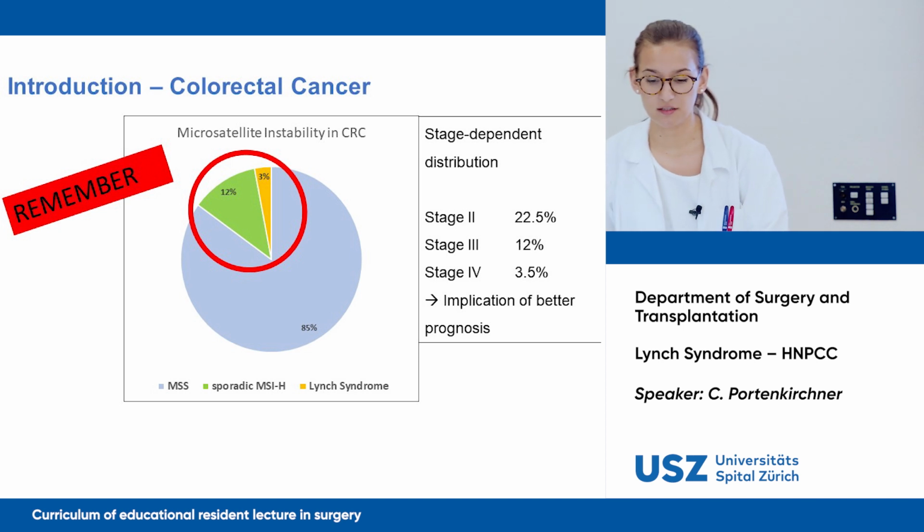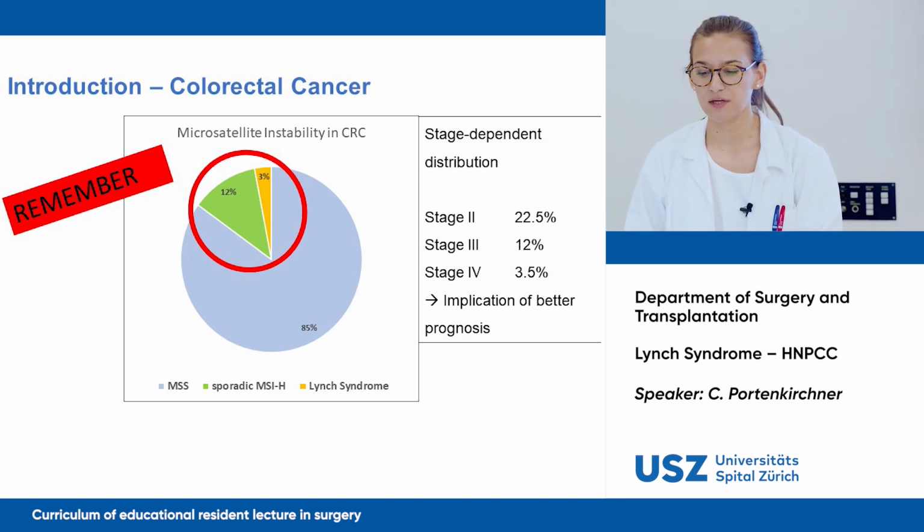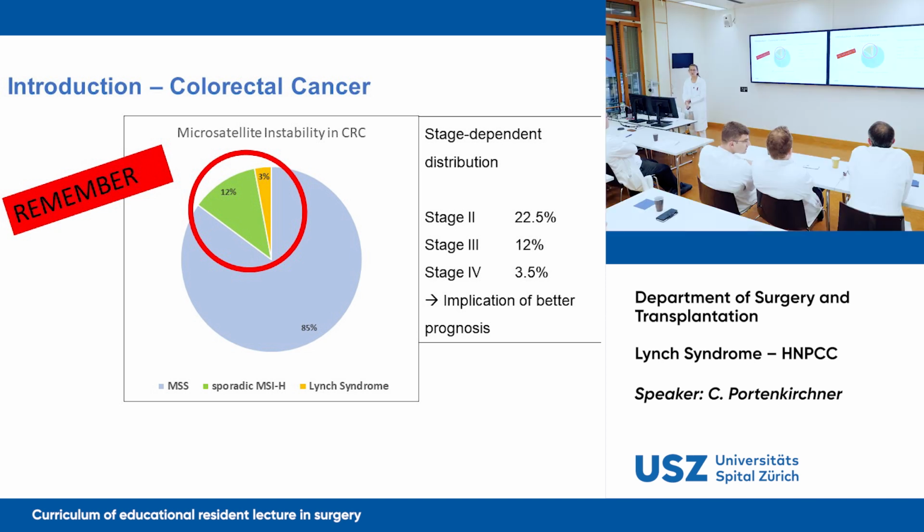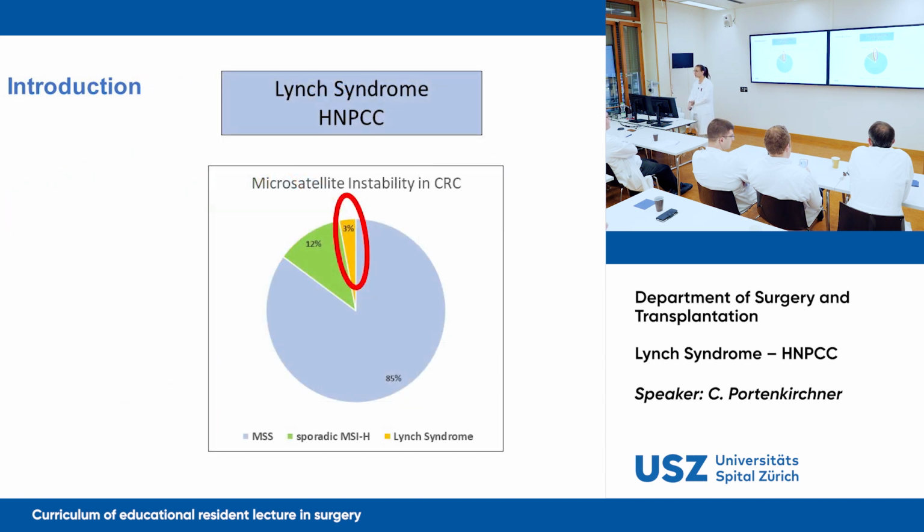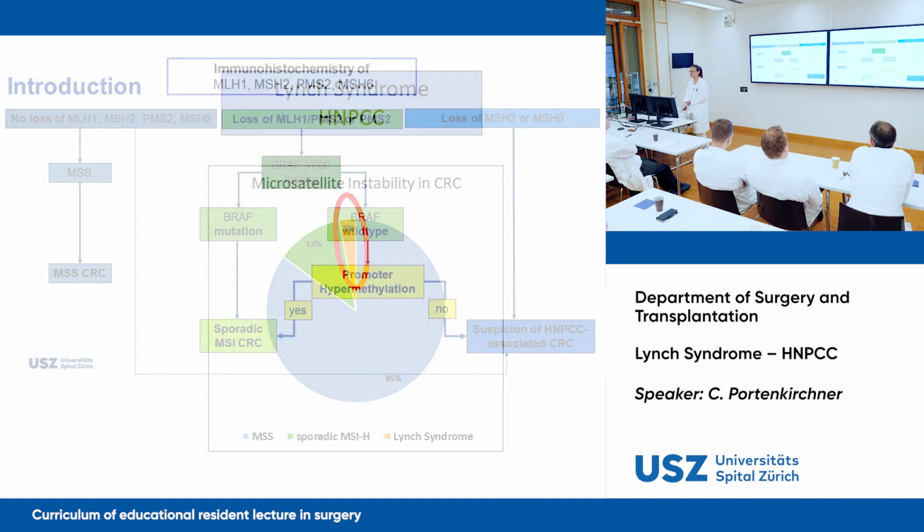In colorectal cancer, in stage 2 cases, there are up to 22.5% of microsatellite unstable cancers. This is important especially for prognosis because they have a better prognosis compared to microsatellite stable cancer. So today we're talking about these 3%, which are not much as you can see, and these are the Lynch syndrome patients and the HNPCC.